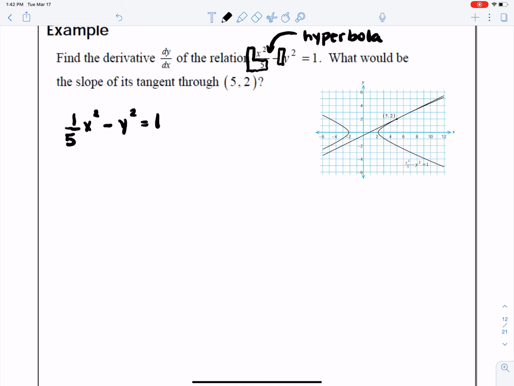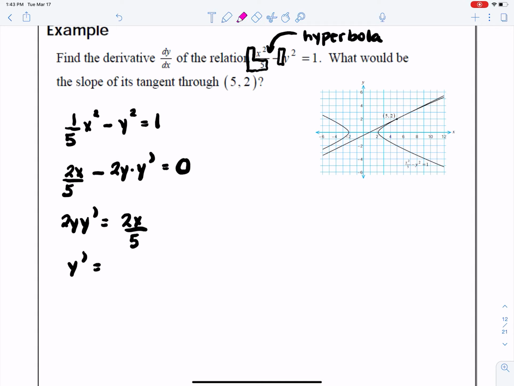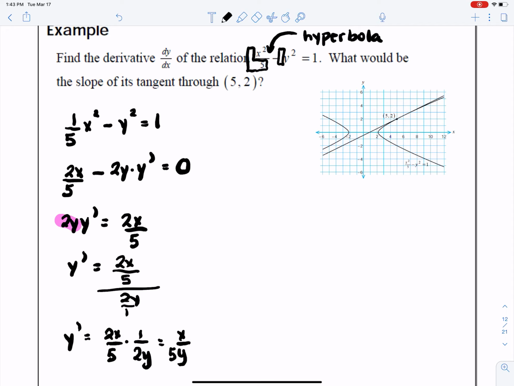The derivative of x squared is 2x, but I carry through the 5 because it's a constant multiple on the bottom, minus the derivative of y squared, which is 2y times the derivative of y, which is y prime, equals 0. I move the term over, 2y y prime, I add it to both sides, equals 2x over 5. And then finally, I want to solve for y prime, so I'm going to divide both sides by 2y. So y prime equals 2x over 5 times 1 over 2y, which would give me x over 5y, and the 2's cancel. That represents the slope of the tangent.